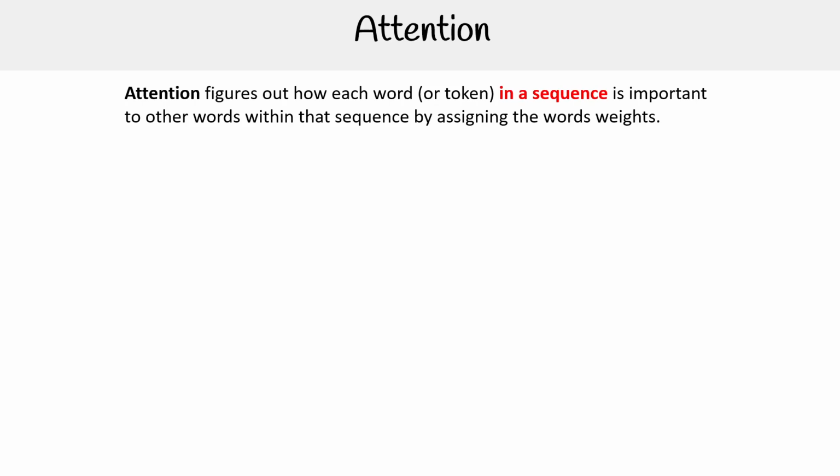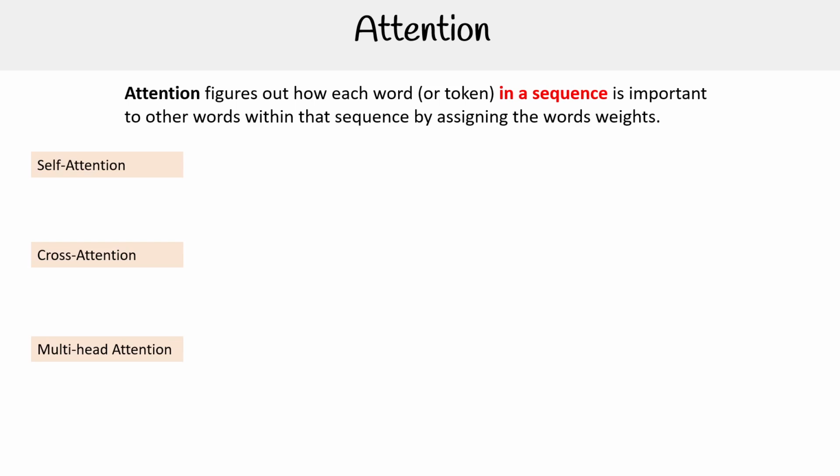Let's take a look at attention. So attention figures out how each word or token in a sequence is important to other words within that sequence by assigning them word weights or token weights or attention weights, if you will. So I want to talk about three types of attention. We have self-attention, cross-attention, and multi-head attention, and some of these are combined. You'll see that in a moment.